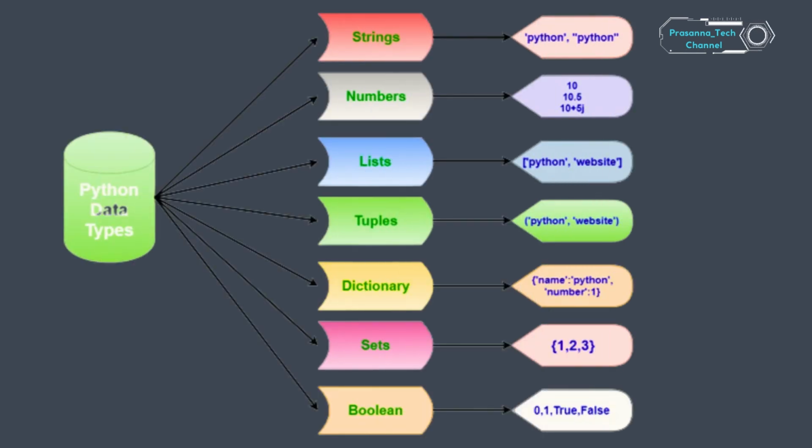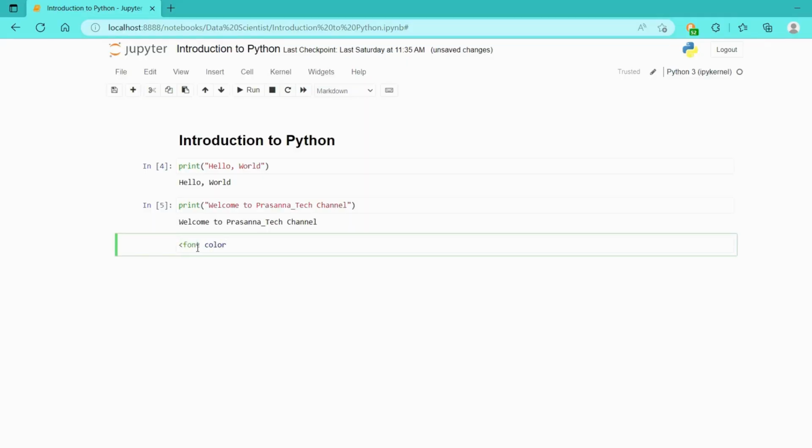String means you can write any name. In numbers, we have 3 types: integer, float, and complex. So integer means only numbers, float means a decimal point, and then complex. As you can see the examples here. Okay? So if you want to give font color, you have to write font color equal to, so I'm just giving orange here.